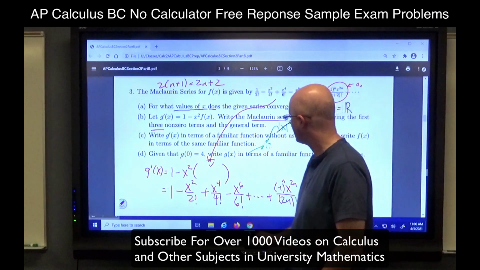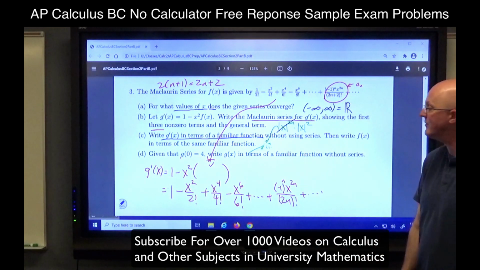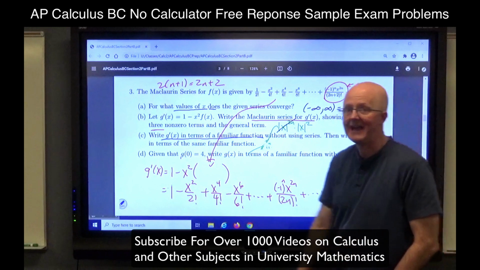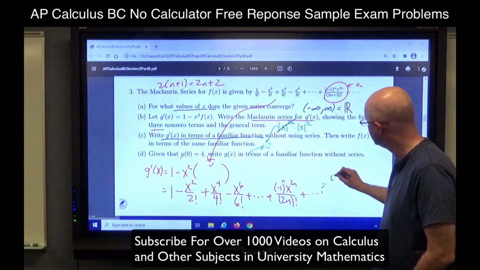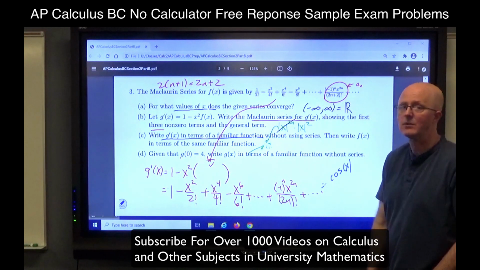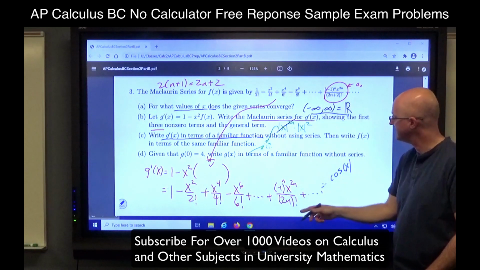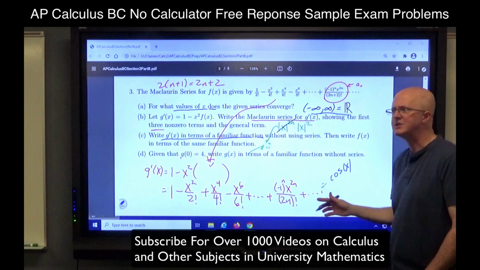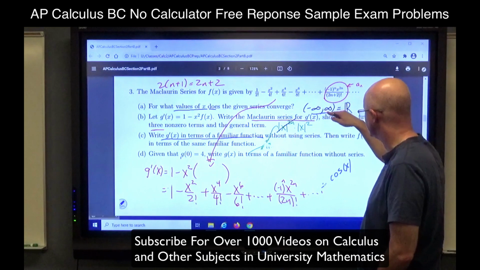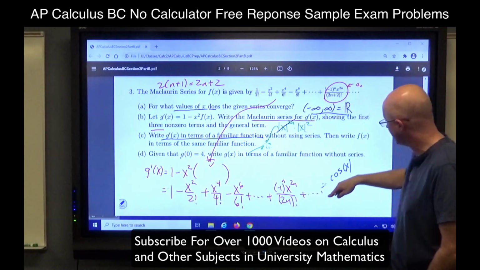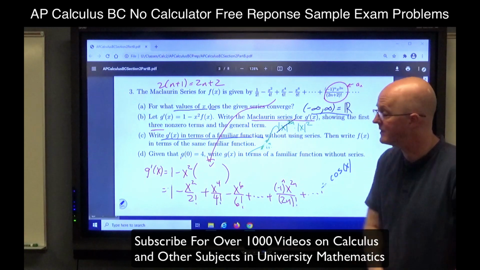Part C, write G prime of x in terms of a familiar function. You need some knowledge here, something you've remembered or memorized. And the thing to remember is this is the Taylor series, or Maclaurin series, for the cosine function. That does equal cosine of x no matter what x is, for all x. The series not only converges for all x, but it actually equals the cosine function. To show it equals the cosine function, you need more than the ratio test. The ratio test only shows it converges for all x. It doesn't confirm that it converges to cosine of x. You need what's called an error-bound theorem for the Taylor series, which we're actually going to do a problem about here soon.